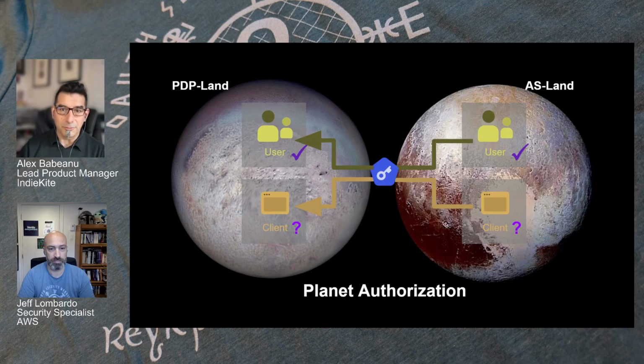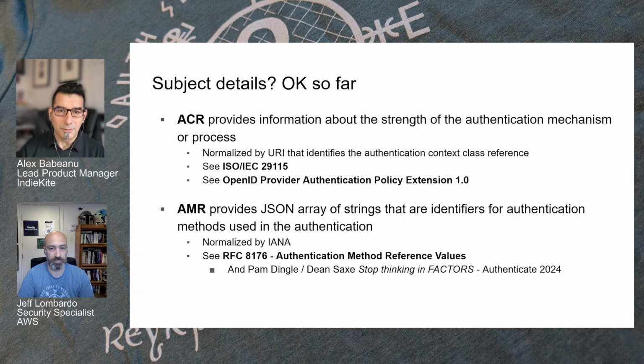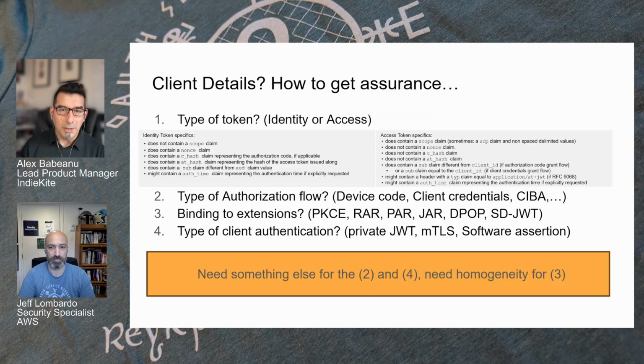So all that stuff that's coming from AS land to PDP land, for us to compute access policies, well, we're actually missing a lot of information from the client, as we'll see. In particular, we would like to know things like ACR. We have ACR for the subjects, which provides information about the strength of the authentication mechanism or process that was used to authenticate the user, and also the AMR, the authentication method that was used to authenticate the user. So combining those two, we can tell what level of assurance the user has reached. But we're kind of missing that for the client.